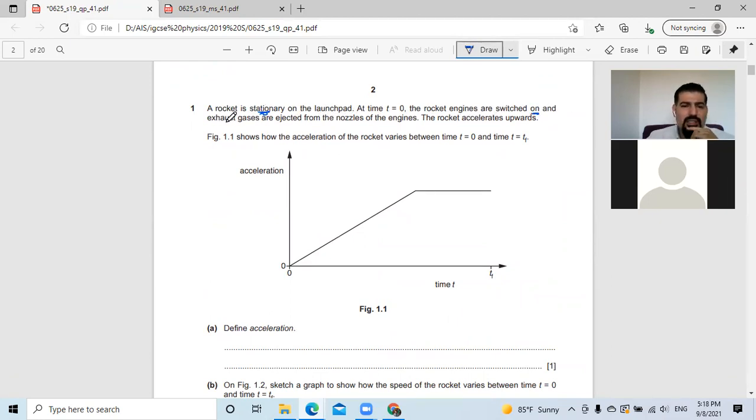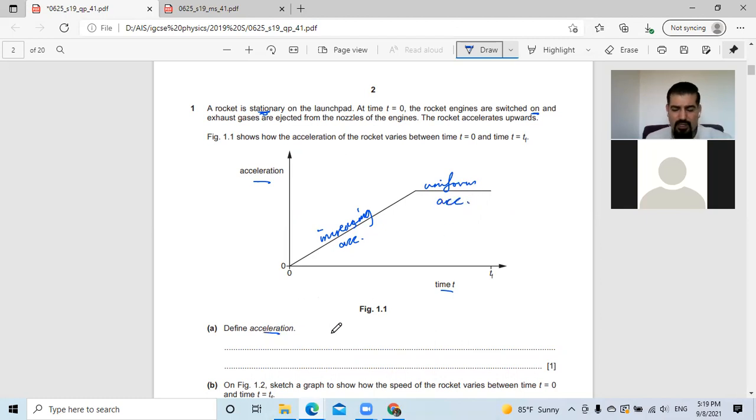Exhaust gases are ejected from the nozzle of the engine, and the rocket accelerates upwards. This is the acceleration-time graph. As you can see, the acceleration increases uniformly, then becomes constant. So this is increasing acceleration, and this is uniform acceleration.